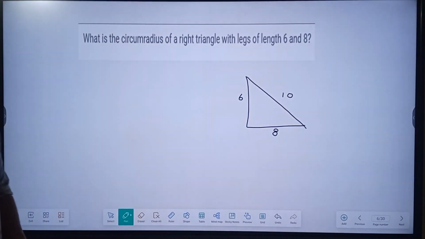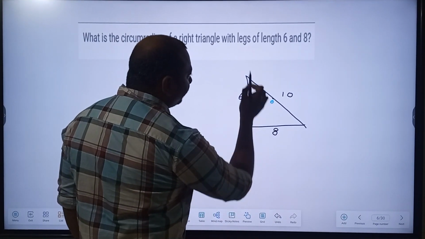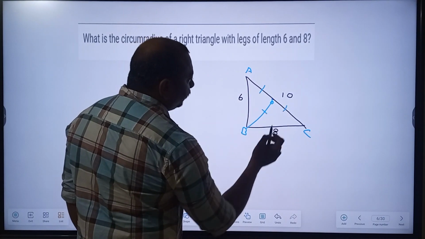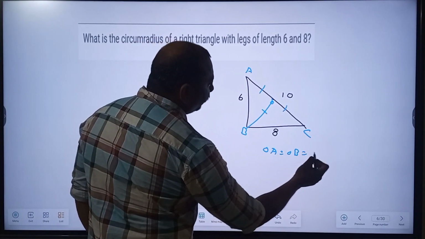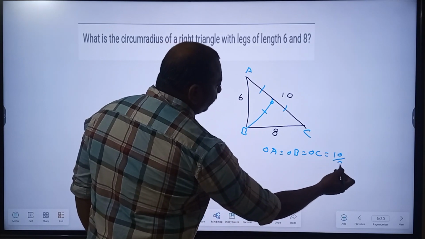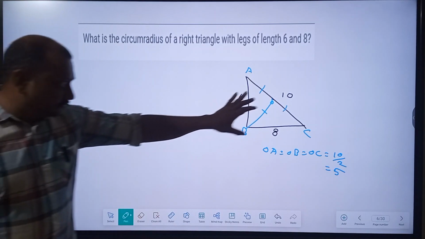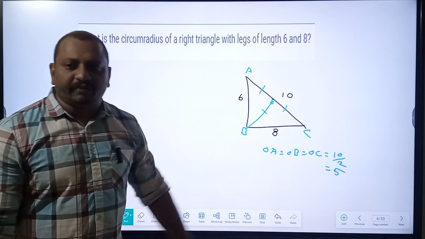Where will the circumcenter be? The midpoint of the hypotenuse is the circumcenter, right? So the corresponding circumradius is 5. OA equals OB equals OC, simply 10/2, which is equal to 5. For a right angle triangle, the circumcenter is the midpoint of the hypotenuse. From this you can write.